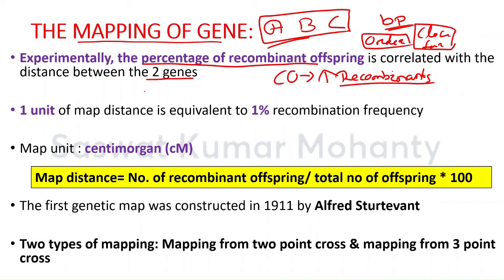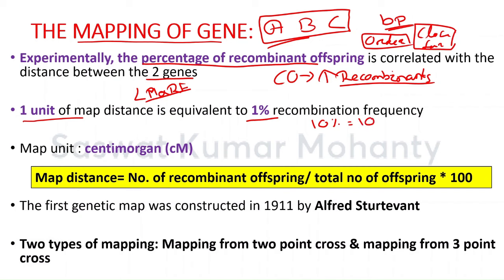So the genetic mapping or linkage mapping is directly proportional to the recombination frequency. The number you get in recombination frequency is directly equal to the linkage map distance. So 1 unit of map distance is equivalent to 1% of recombination frequency. If you get a recombination frequency of 10%, the distance between the genes is 10.